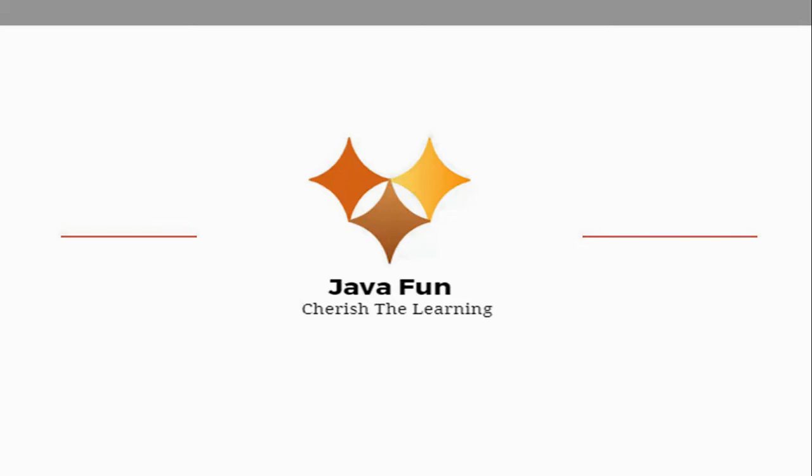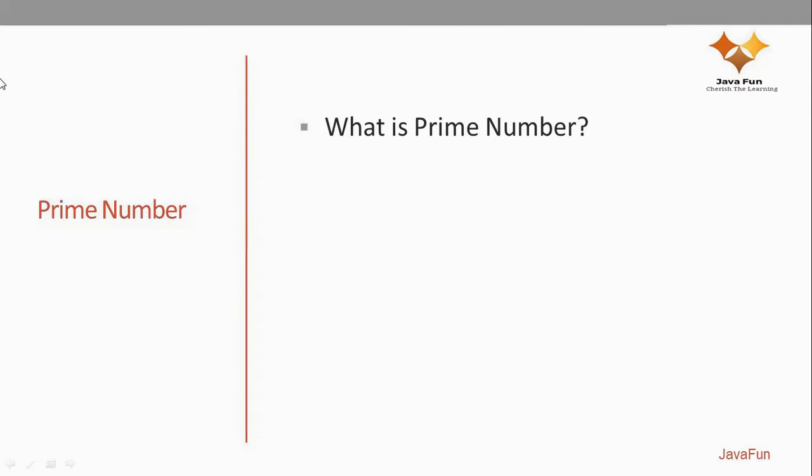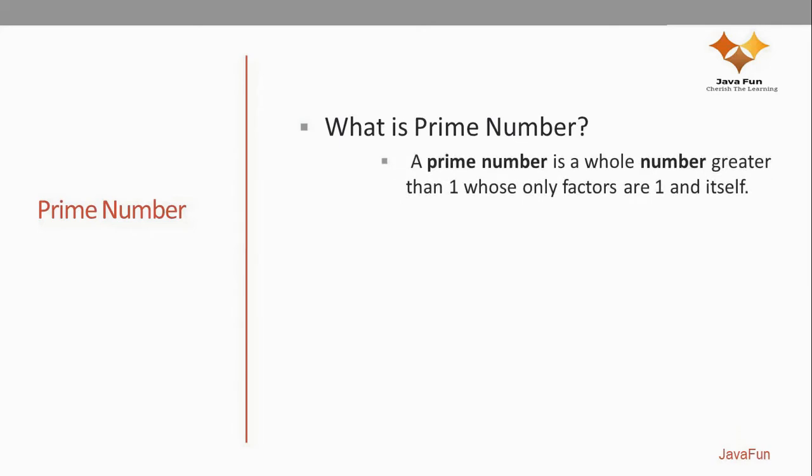So without wasting too much time, let's start with the prime number. So what exactly is a prime number? The definition of a prime number is a whole number which is only divisible by 1 and the number itself. So its factors are just 1 and that number itself, basically.